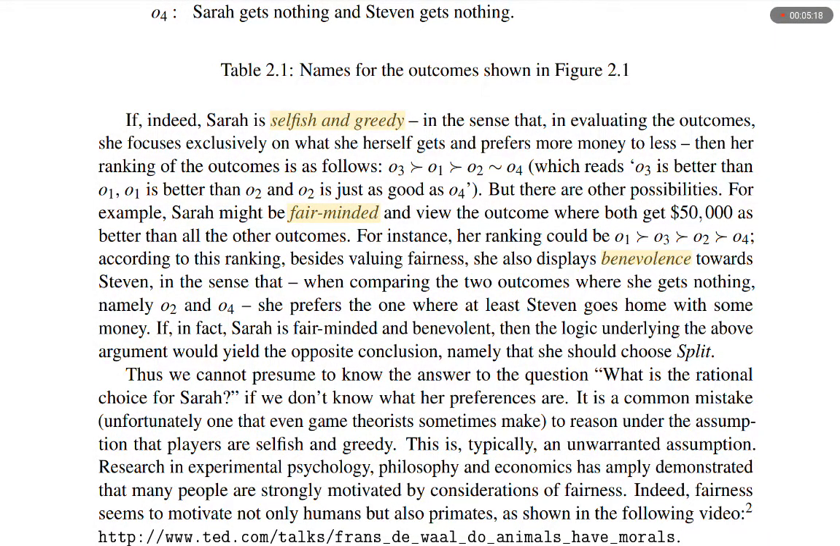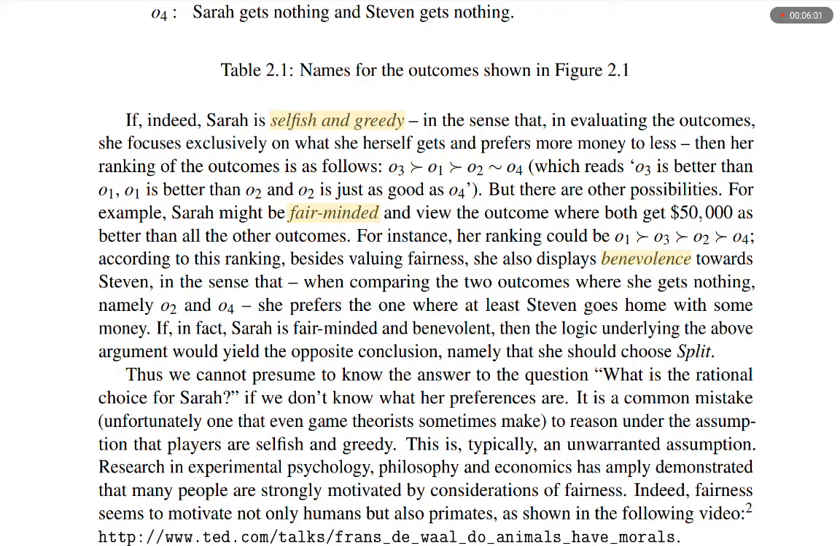If indeed Sarah is selfish and greedy in the sense that in evaluating the outcomes, she focuses exclusively on what she herself gets and prefers more money to less, then her ranking of the outcomes is as follows: O3 is better than O1, which is better than O2, which is just as good as O4. That is, O3 is better than O1, O1 is better than O2, and O2 is just as good as O4. But there are other possibilities.